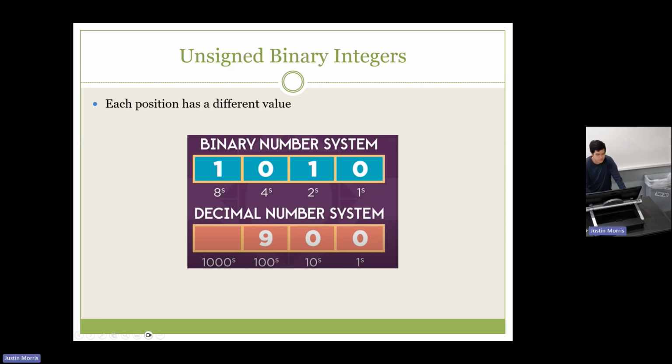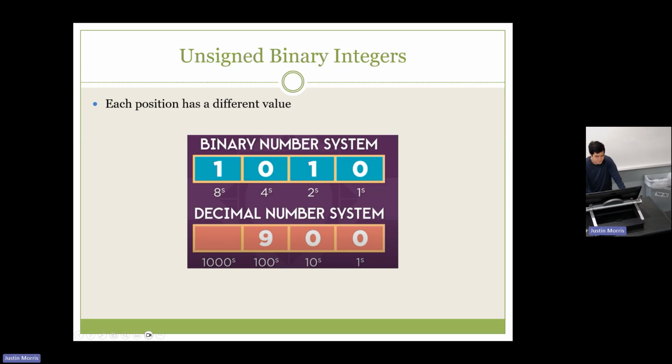Okay. So unsigned binary integers. So each position has a different value. It works the same way that our decimal system works, except it's in powers of 2 rather than powers of 10. And that's because there's only 2 digits, 0 or 1. Whereas decimal, we have 10 digits, right? 0 through 9.